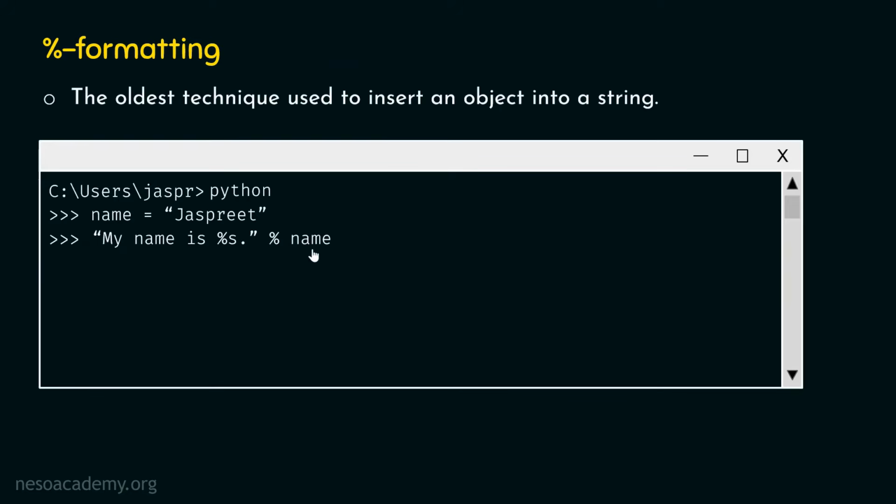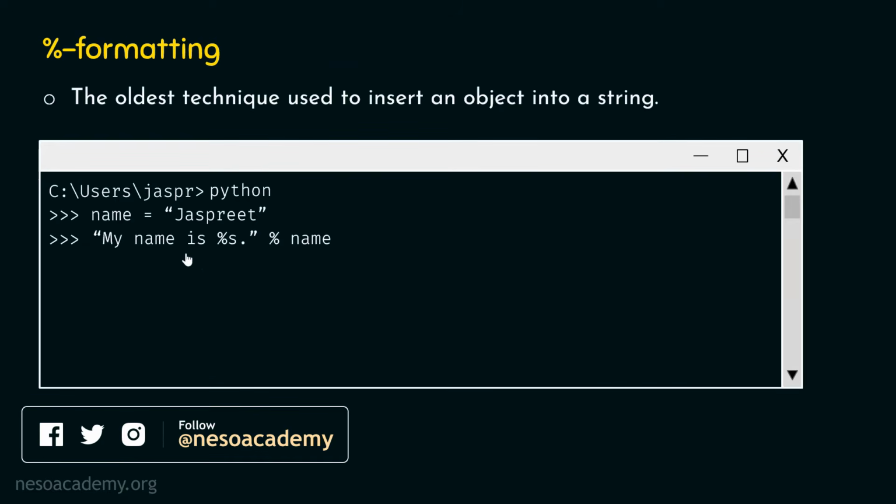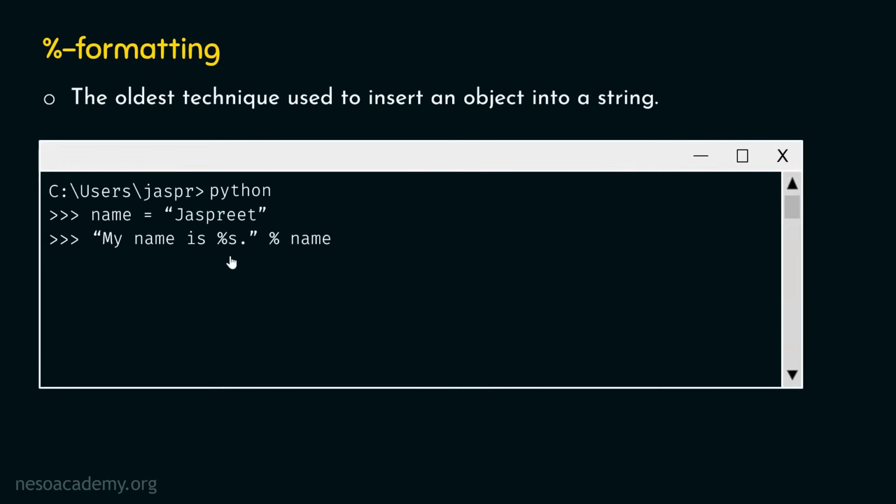Thereafter, we need to add name, which means we need to add the name of the variable which we want to include in our string. With the help of this command, we would be able to include the string pointed by this variable name, which is Jaspreet, inside this string. So we are trying to insert an external object into the predefined string. This string is defined by us. We want to insert this string inside the string, and for this we have written this command.